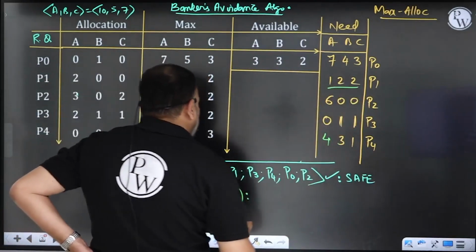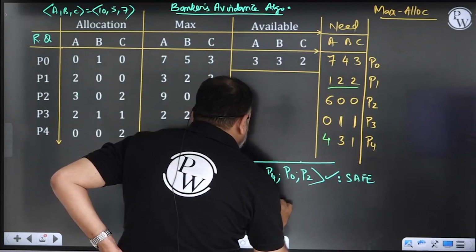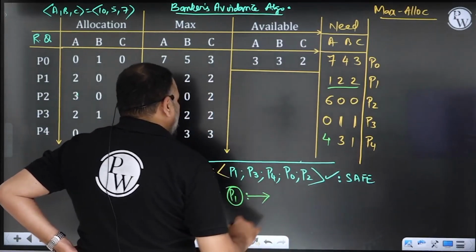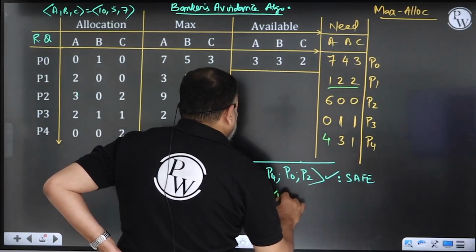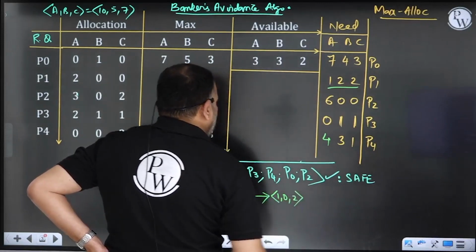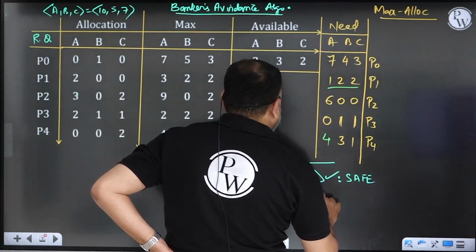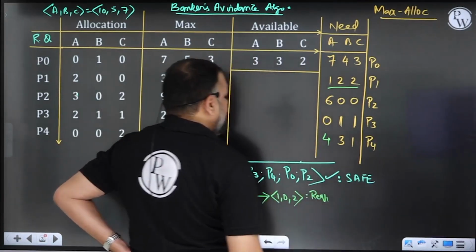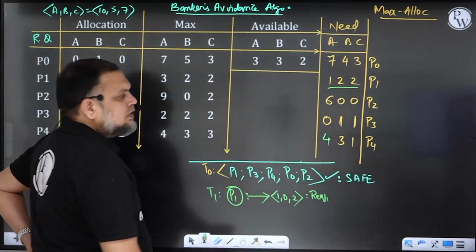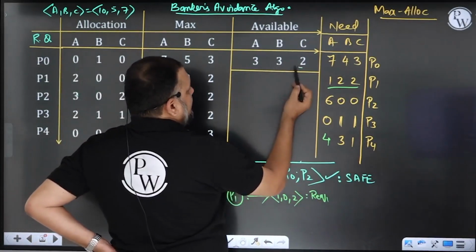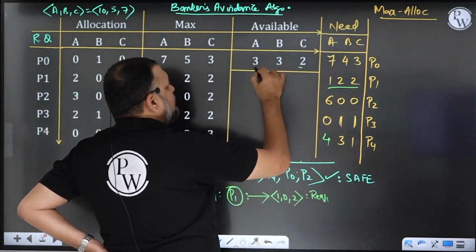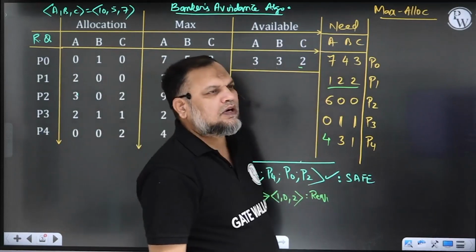So let us say P1 runs for some time. After running for some time, it makes a new request of 102. Request of process 1. Available copies of ABC are 332. Requesting 102. So seemingly it looks like we can satisfy it, but we will not immediately satisfy it.